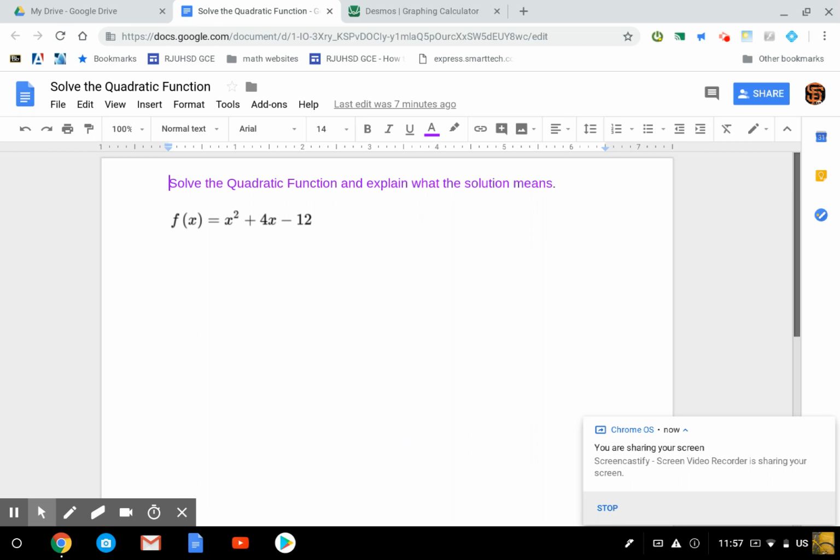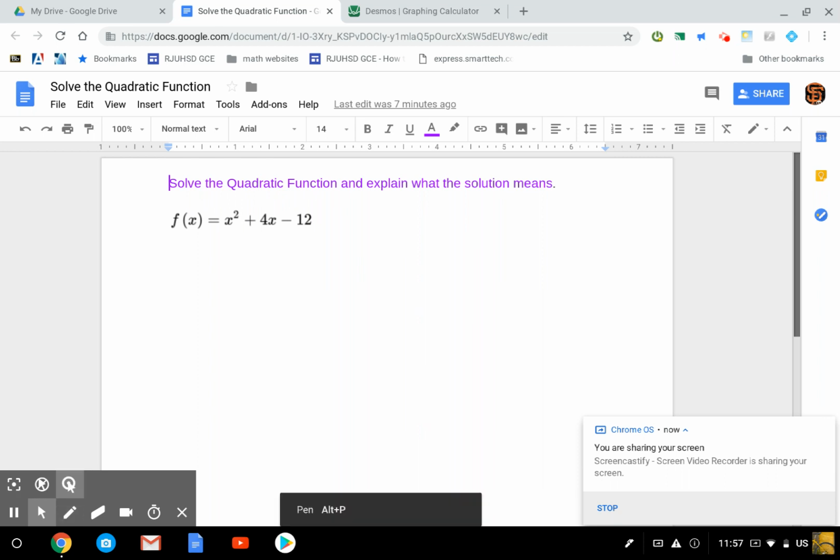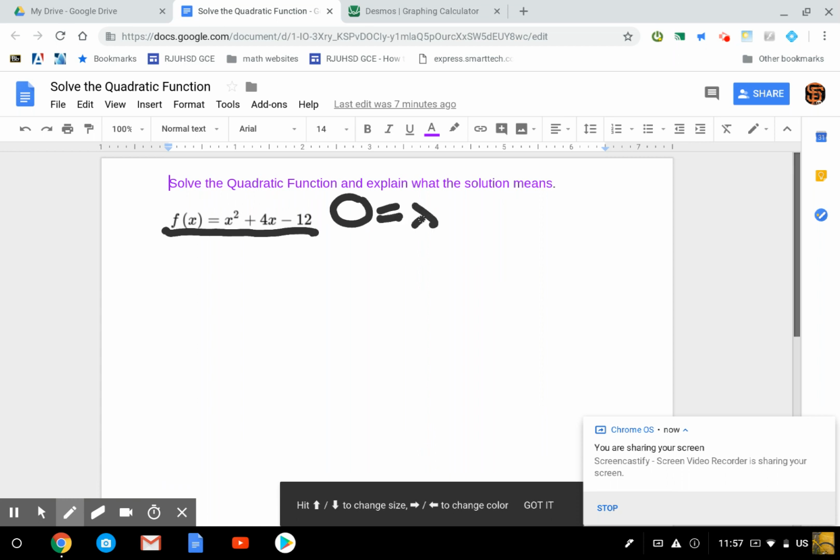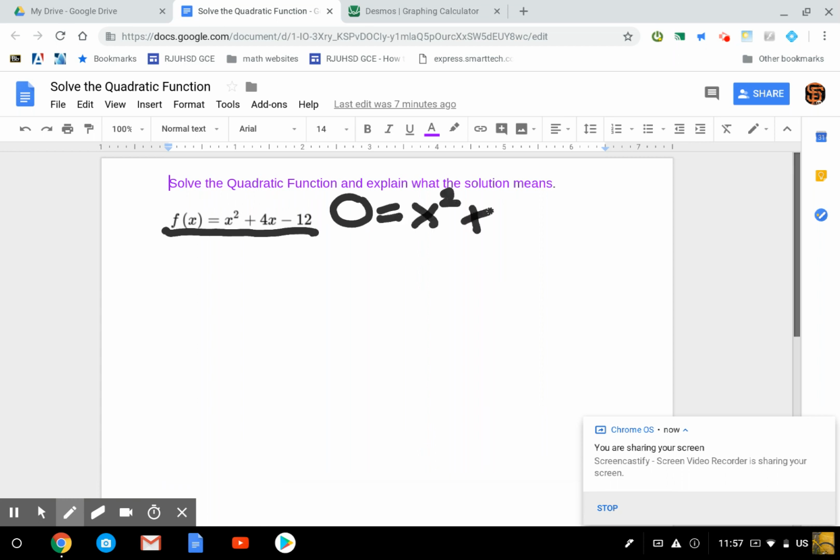Today we are going to be using synthetic division to solve the quadratic function and explain what the solution means. Your very first step, the first thing you're going to want to do, is set this equation equal to 0. And so you're going to have 0 equals x squared plus 4x minus 12. There you go, first step done.